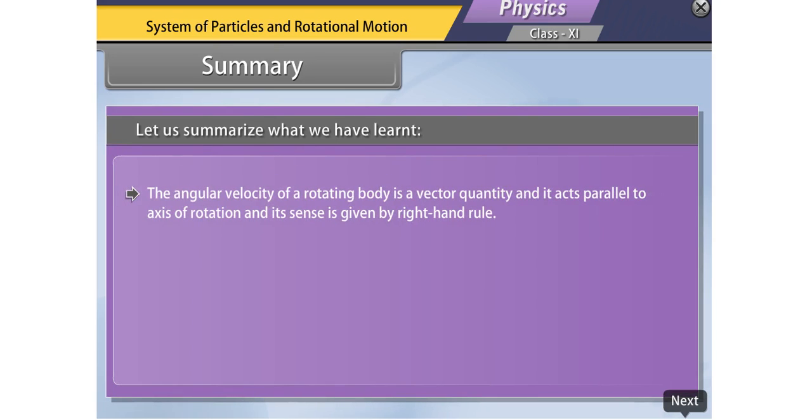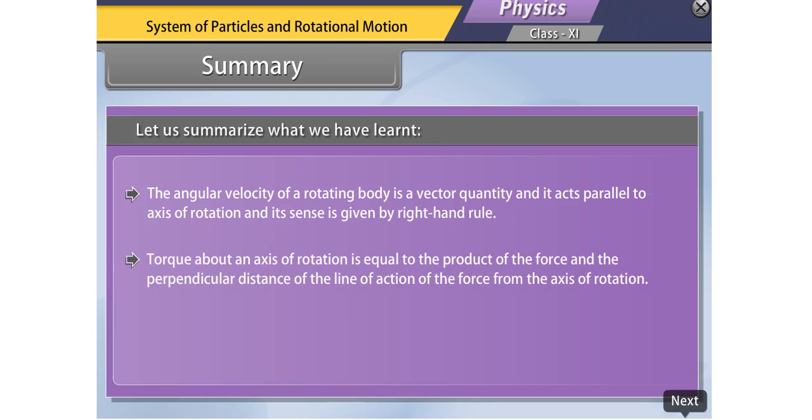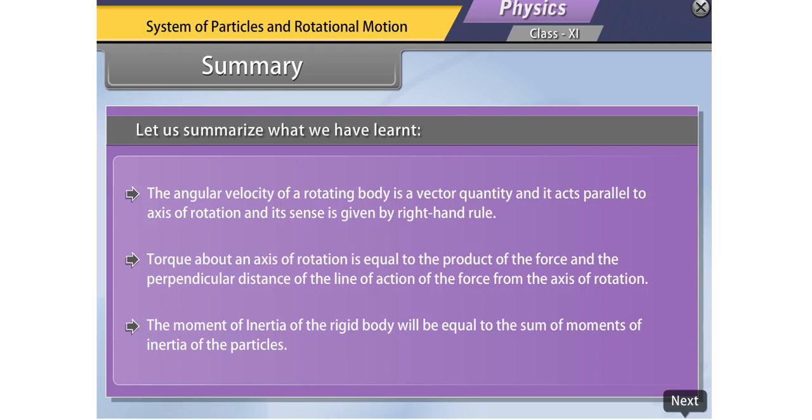The angular velocity of a rotating body is a vector quantity and it acts parallel to the axis of rotation, and its sense is given by the right hand rule. Torque about an axis of rotation is equal to the product of the force and the perpendicular distance of the line of action of the force from the axis of rotation. The moment of inertia of the rigid body will be equal to the sum of the moments of inertia of the particles.